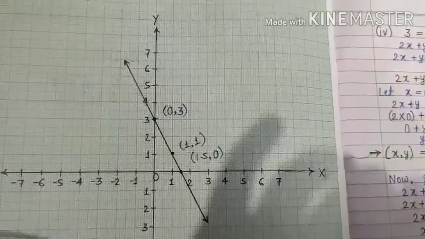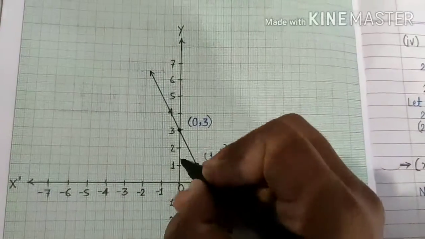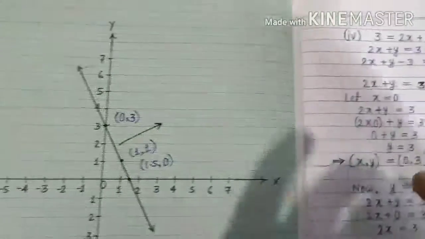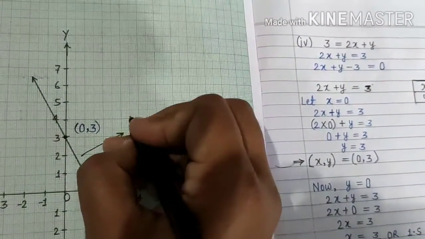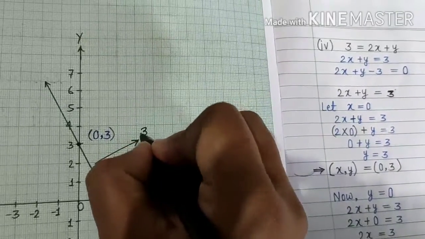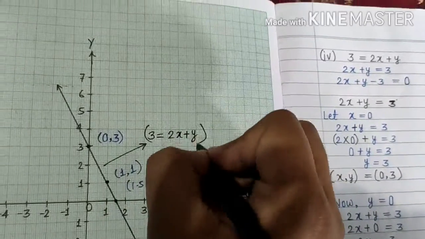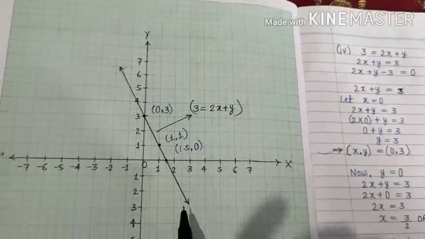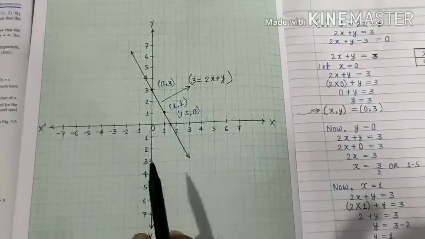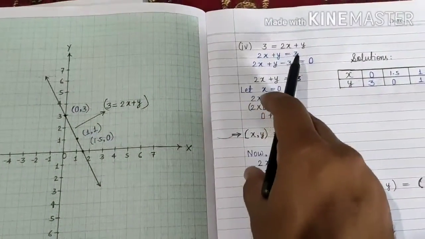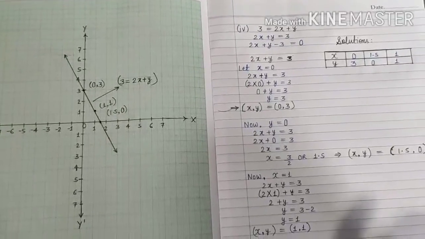Okay, let's join these. After joining these 3 points with a straight line, we got this line, and this line shows the equation 3 equals 2x plus y, or we can write 2x plus y equals 3. It's up to us. This is shown by this straight line. So in this way we have shown this equation on the graph. This is called the graphical representation of linear equations in two variables. I have put this clearly to you, so you can solve the remaining parts of this question by yourself.